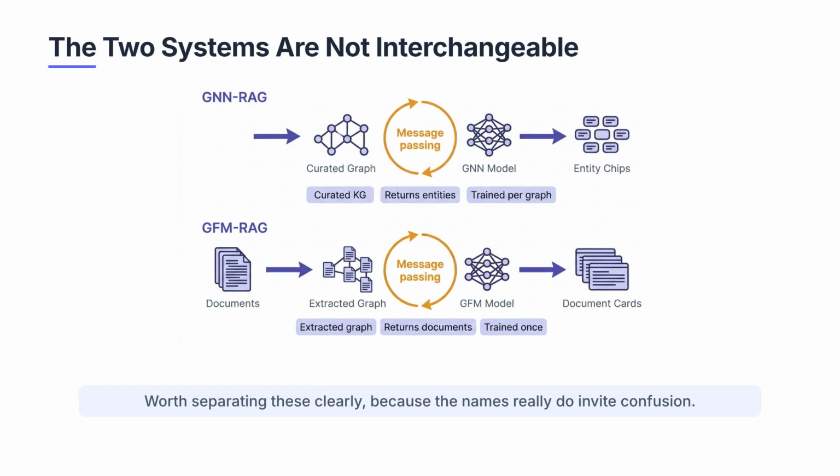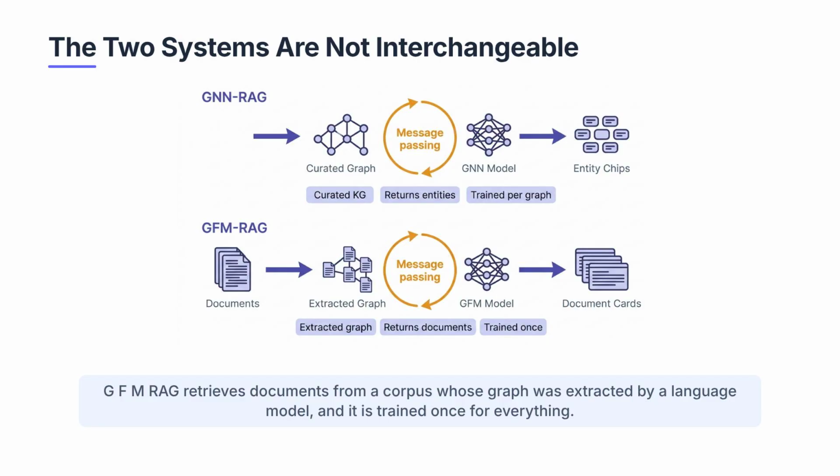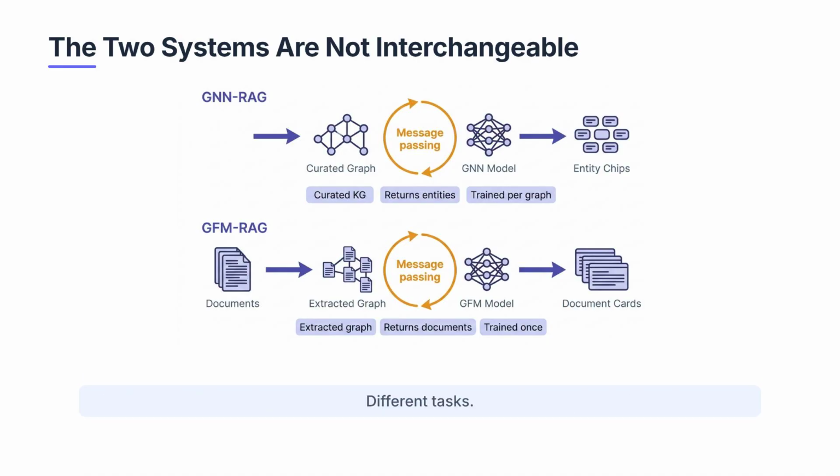Worth separating these clearly, because the names really do invite confusion. GNN-RAG answers questions over a curated knowledge graph and returns entities, classic knowledge graph question answering, trained per graph. GFM-RAG retrieves documents from a corpus whose graph was extracted by a language model, and it is trained once for everything. Different tasks, different outputs, different economics. They share message passing, and almost nothing else.